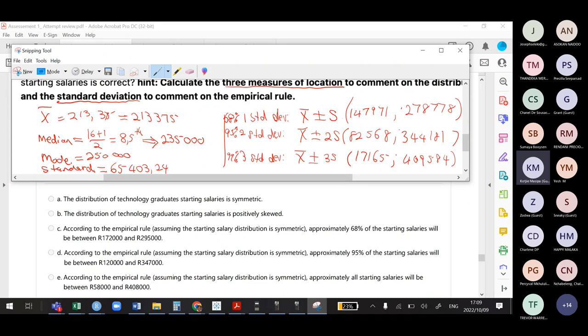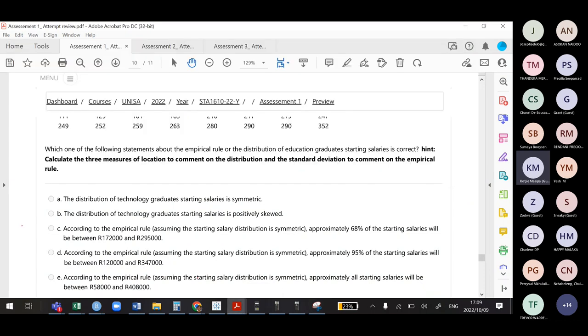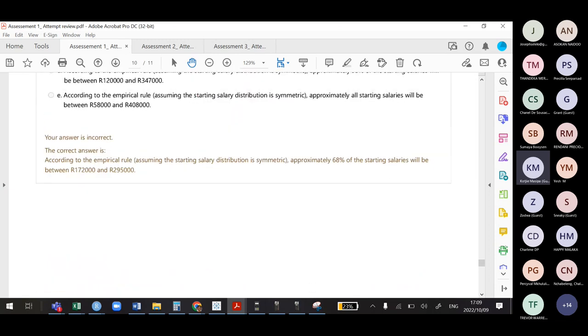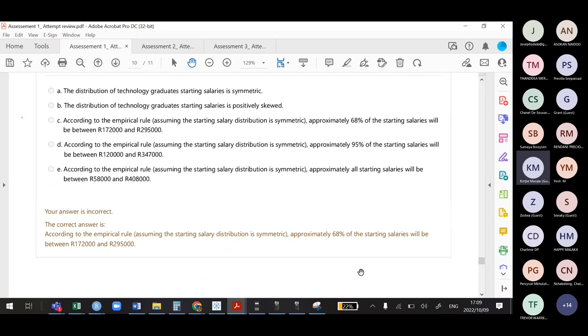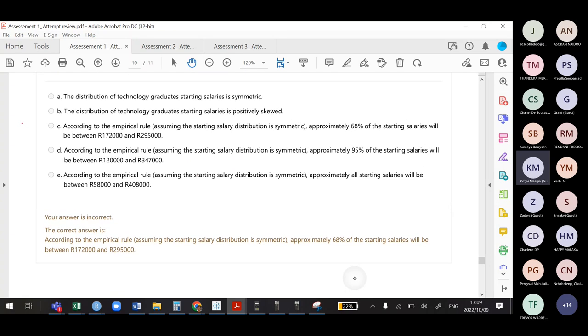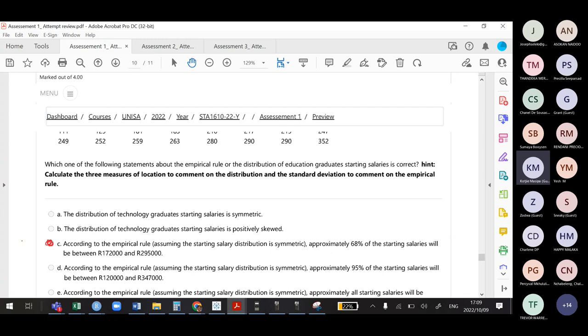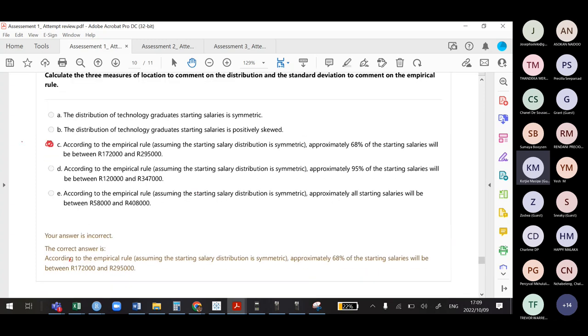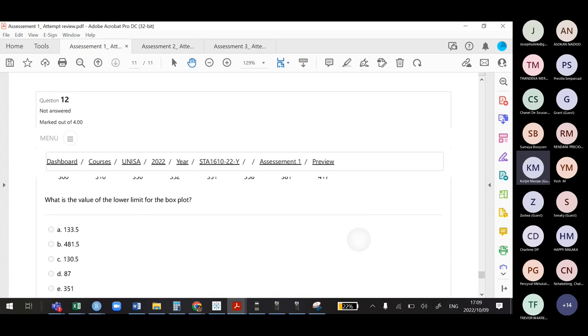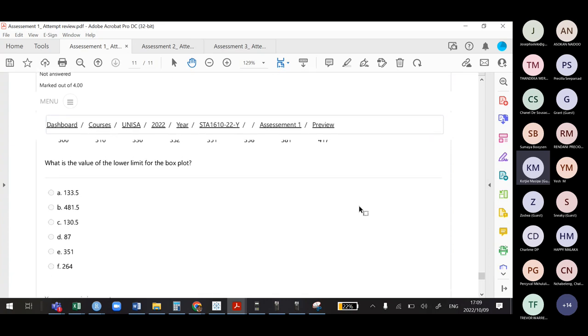Okay, so that is question 11. Question 12. So in this question, based on the data that they had, the answer would have been option C. But because we don't have this data set, I cannot check it. And also the bottom one, I will need the data for this.